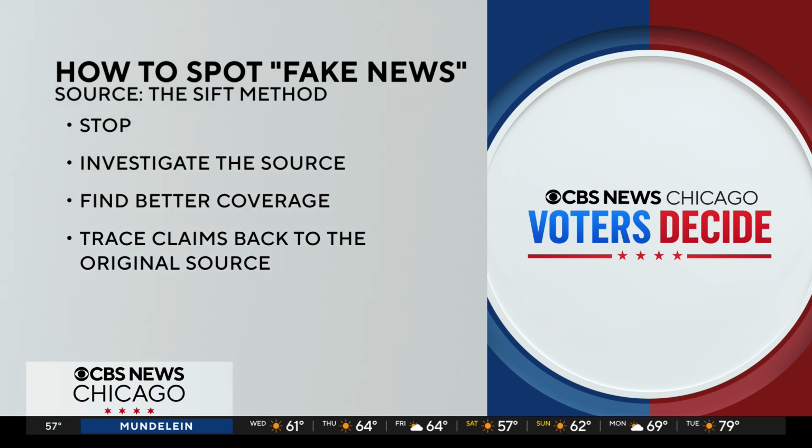And it's an acronym. It spells the word SIFT, and it's stop, investigate the source, find better coverage, and trace claims back to the original source. So the first step is stop. We are scrolling mindlessly through our phones and through our computers. What the SIFT method does is tell you to stop and be mindful of what you're looking at. Now, the investigate the source part is when you want to identify the social media account or the author of the post and the organization of the website.